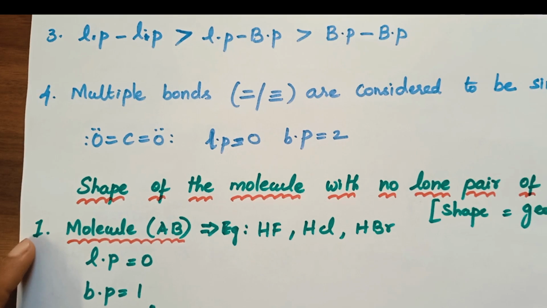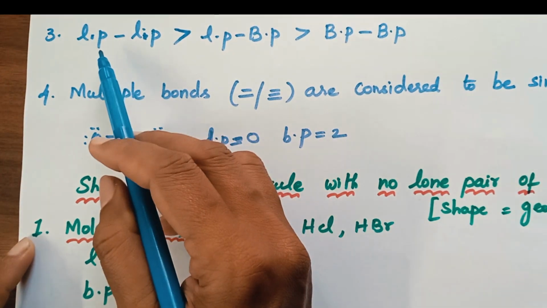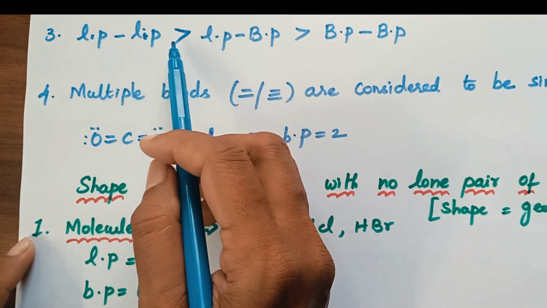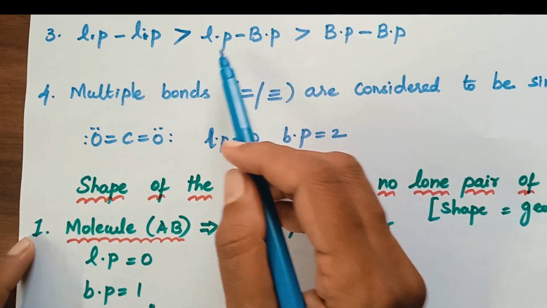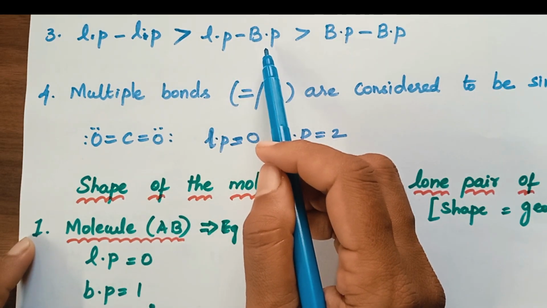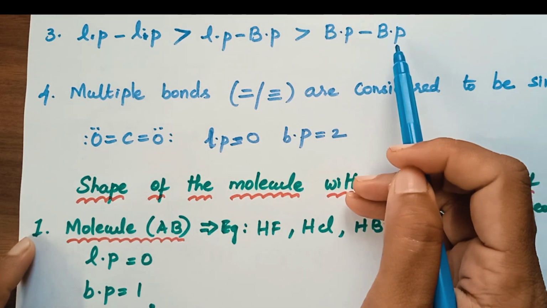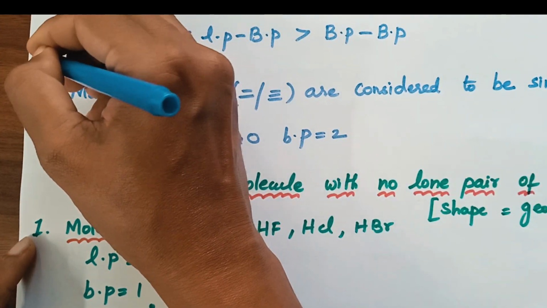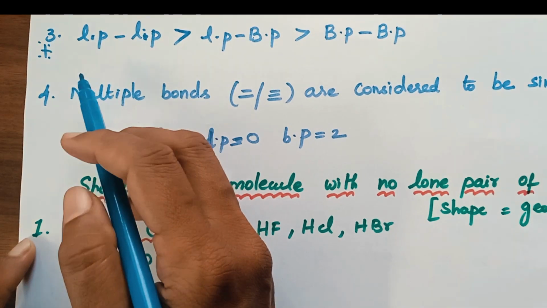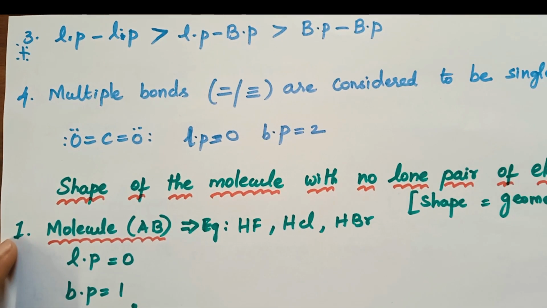Okay, the next one is a very important point. The lone pair-lone pair repulsion will be greater than the lone pair-bond pair repulsion, which is greater than the bond pair-bond pair repulsion. This is a very important point in terms of examination.